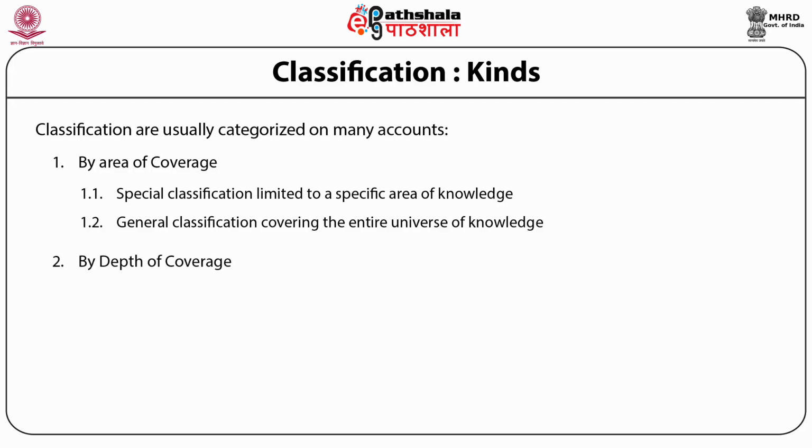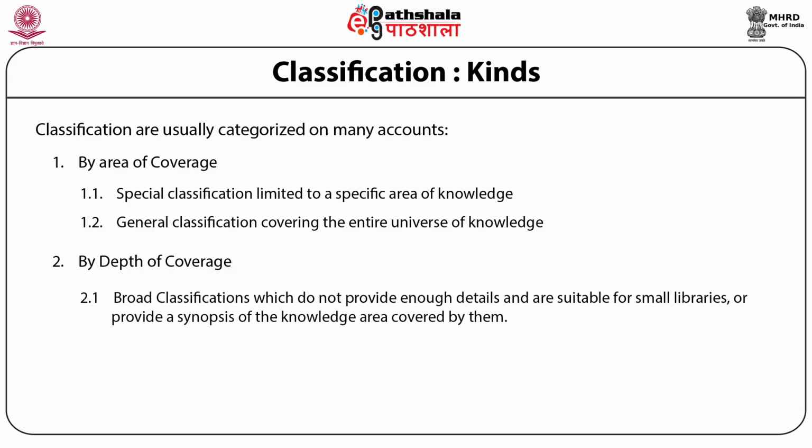Then by depth of coverage, which is analogous to or related to the area of coverage: broad classifications and depth classifications. Broad classifications are such which do not provide enough details and are suitable for small libraries or provide a synopsis of the knowledge area covered by them. For example, the three summaries of the Dewey Decimal Classification are some sort of broad classification which can be used. Mostly general classifications are considered as relatively broad classifications.